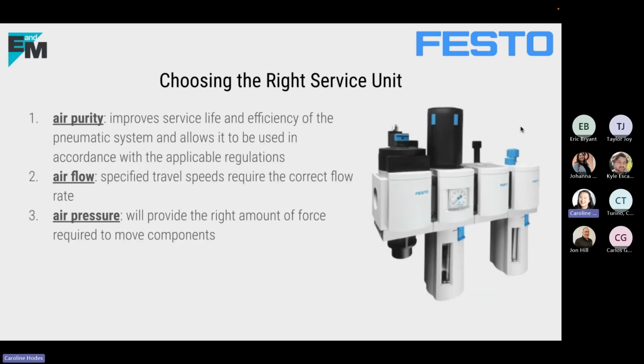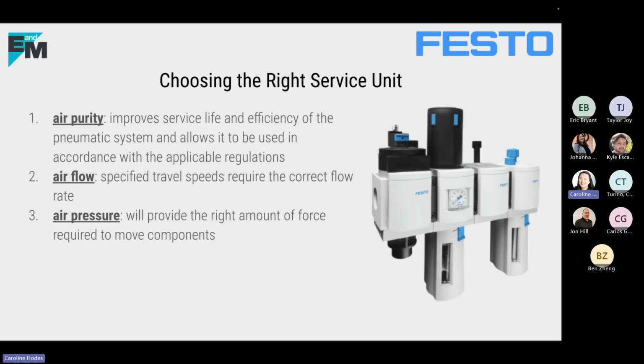There are three main features to consider when choosing the right service unit. The first is air purity, the second is airflow, and the third is air pressure. Air purity will improve the service life and efficiency of the pneumatic system, and it will allow it to be used in accordance with applicable regulations. Airflow is a specified travel speed that requires the correct flow rate, and air pressure feeds into airflow, which provides the right amount of force to move the required components.